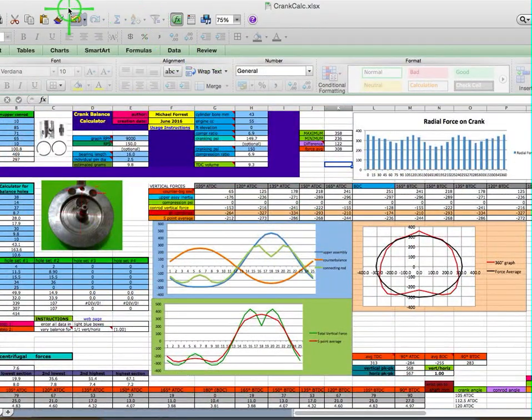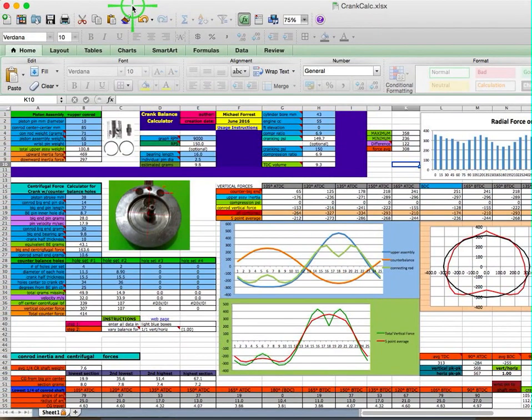Next, we've got the crank calculator. If you've got a crankshaft that uses holes, or doesn't have holes and you're going to put holes into it to balance it, this shows you what the balance would be. This red graph right here is the actual force in 360 degrees. You can see it's not a circle.